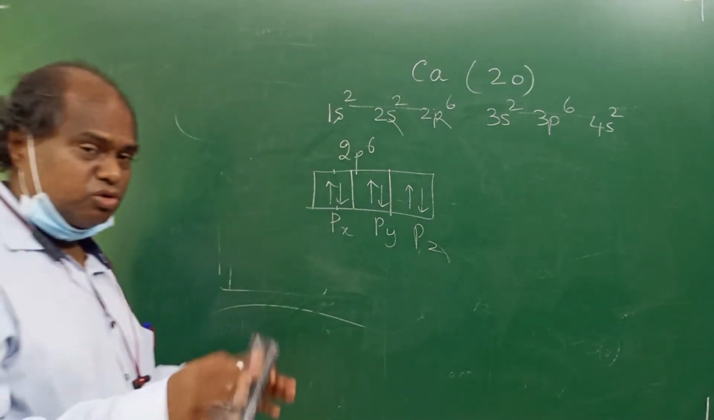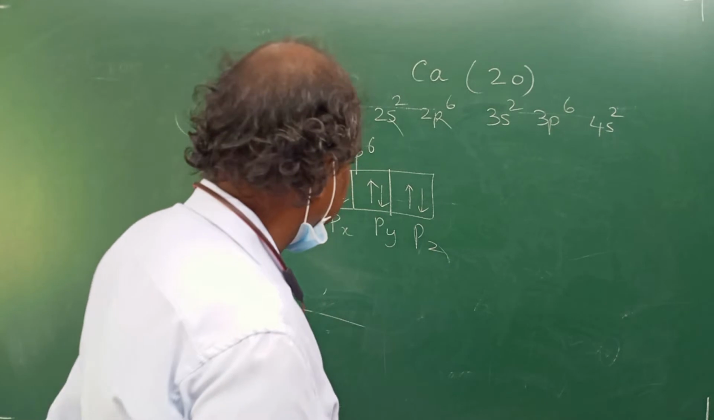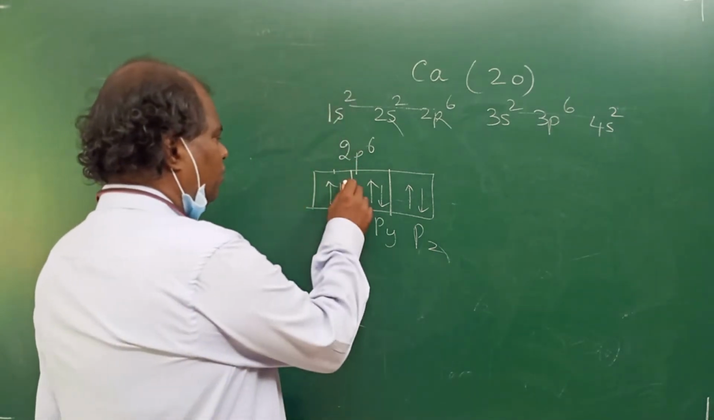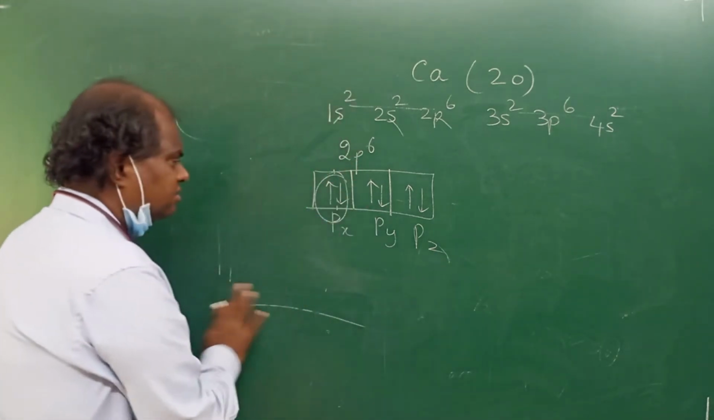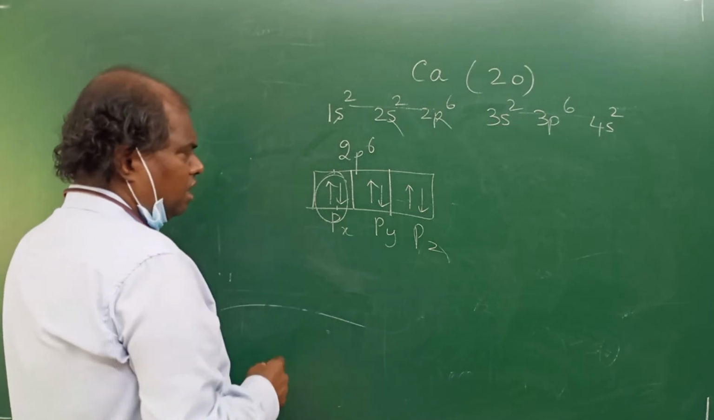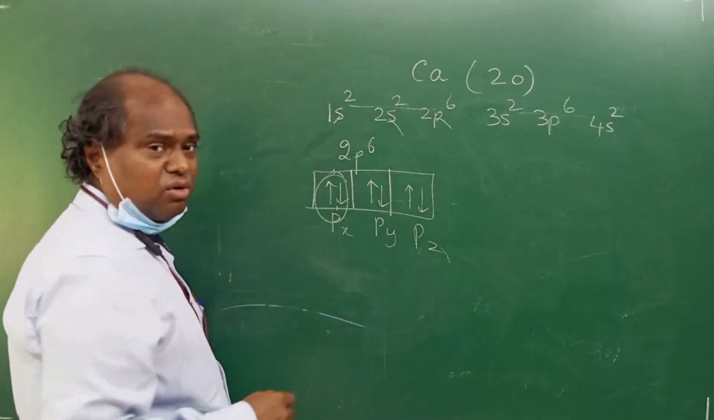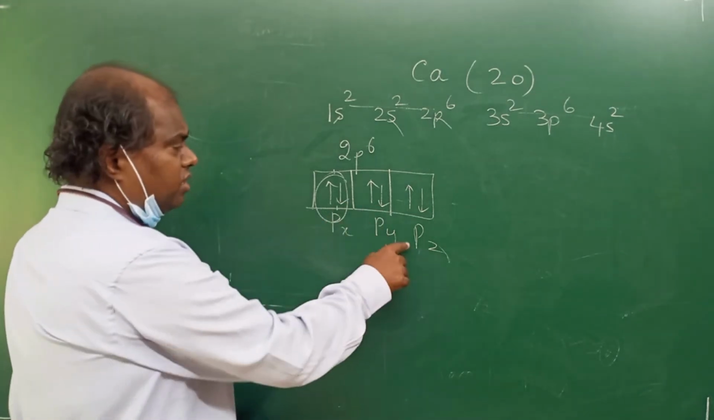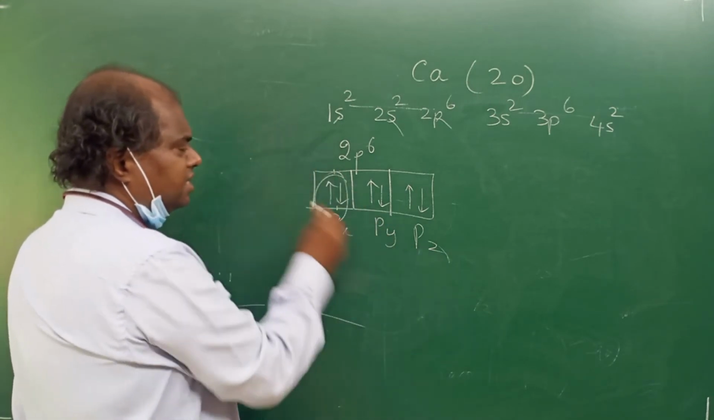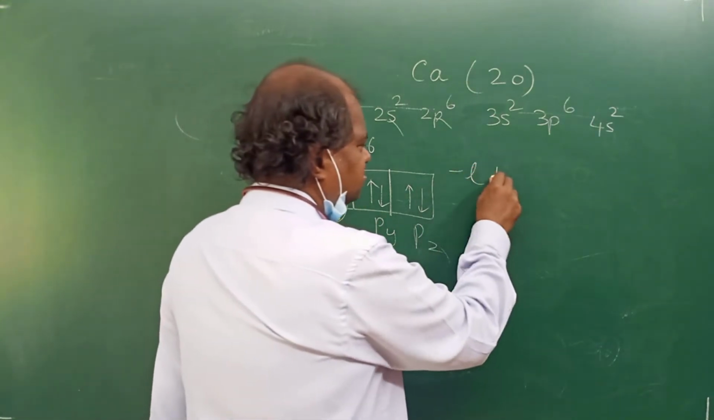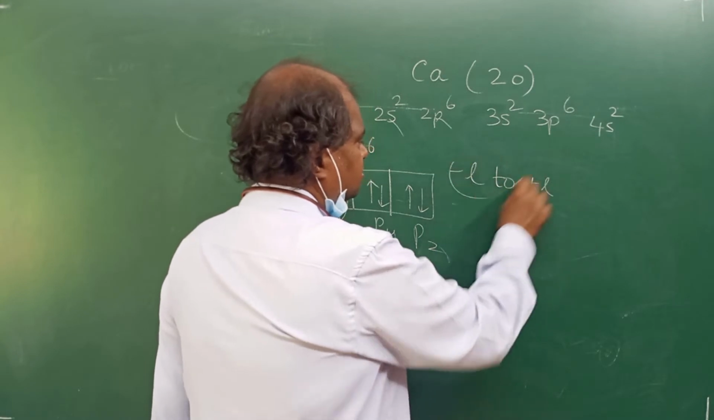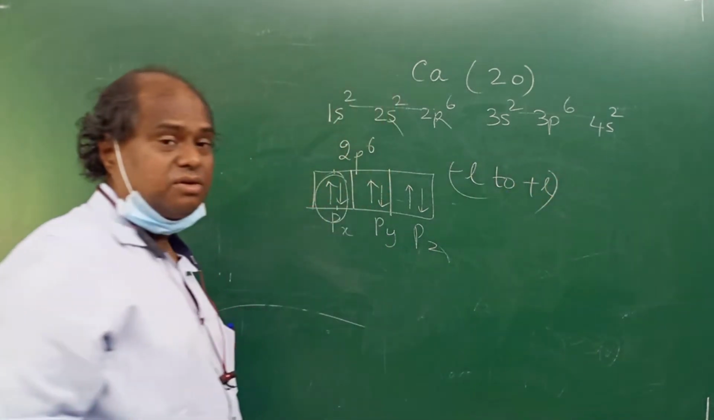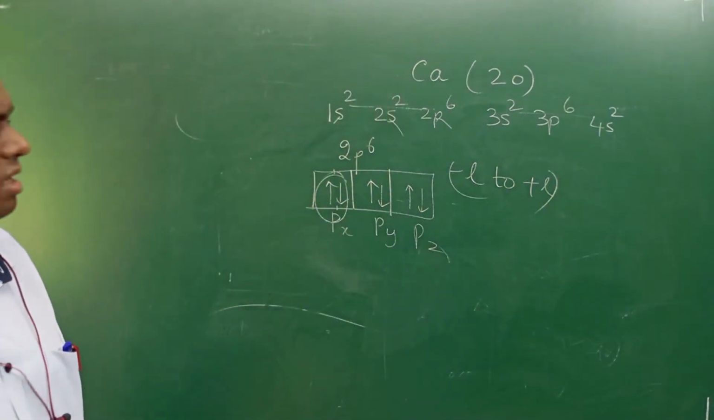You should know how to write the n and l values for everything. That's the main thing. Now for these 2 electrons, let us write the quantum numbers. How many orientations are there? 3 orientations, right? You can give the numbers from minus L to plus L.